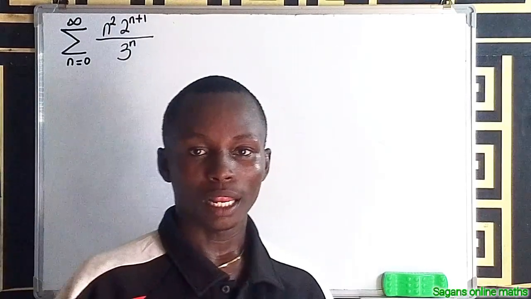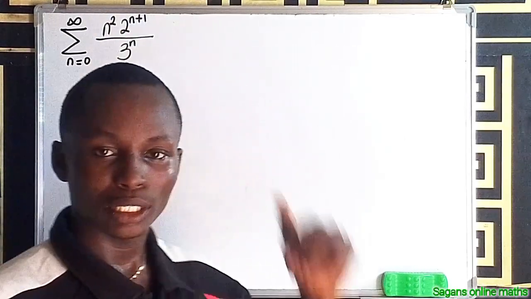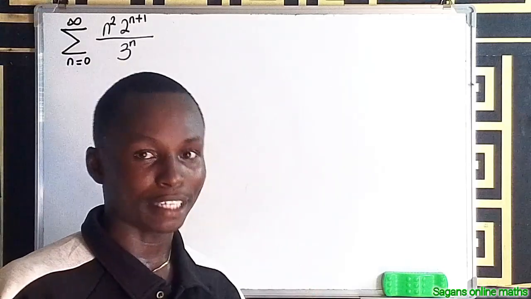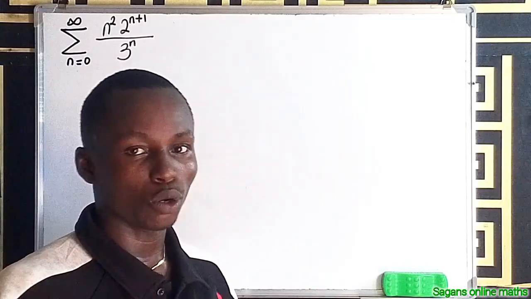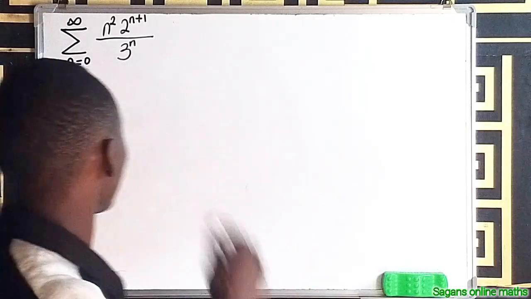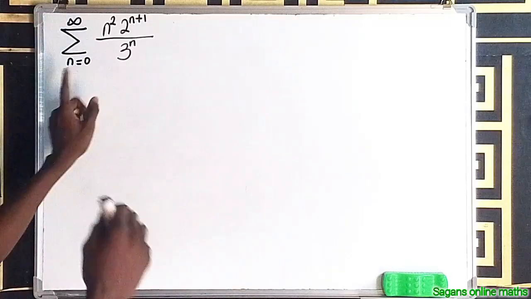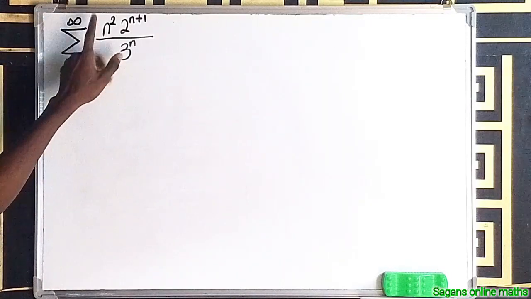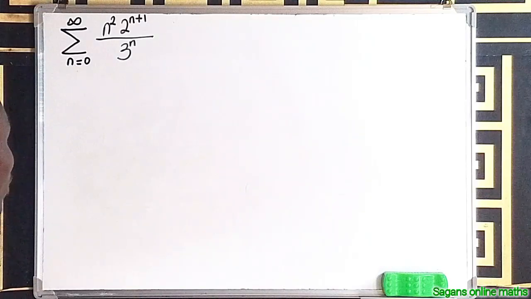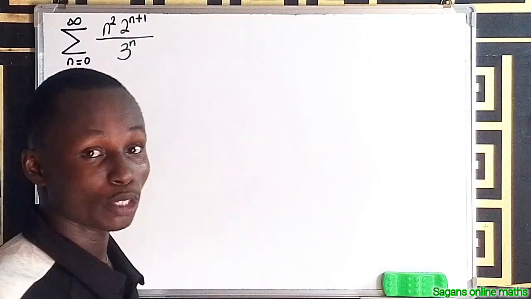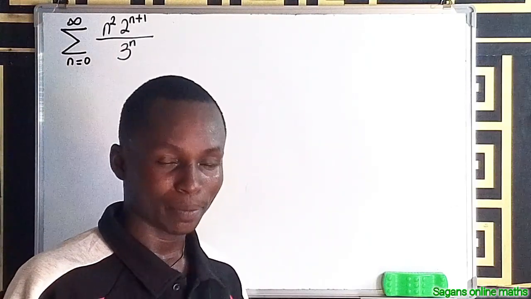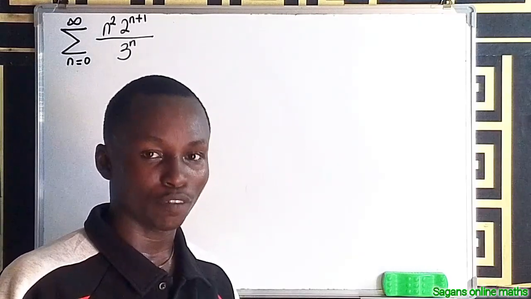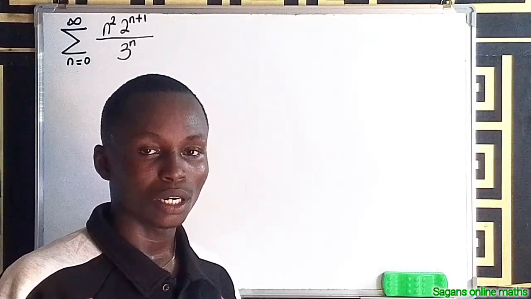Hello everyone. Let's determine whether this series converges, diverges, or is inconclusive. We are given the summation of n equals 0 to infinity of n square multiplied by 2 raised to the power of n plus 1, divided by 3 raised to the power of n. When a series converges, what does it mean?